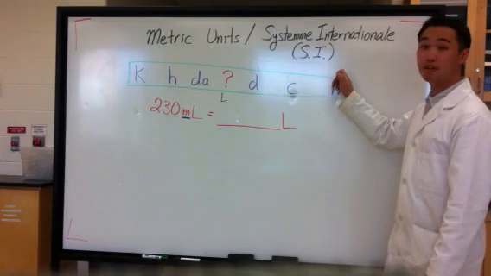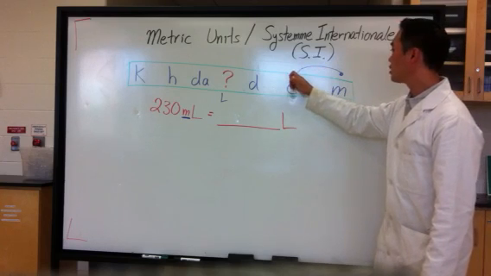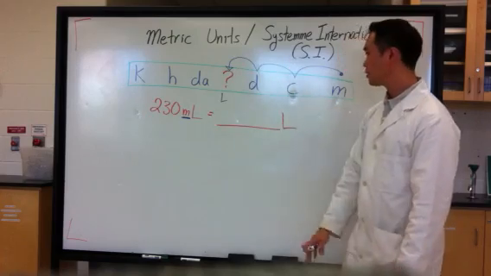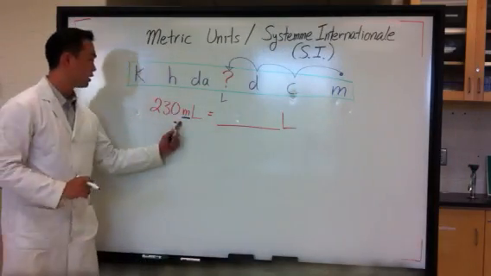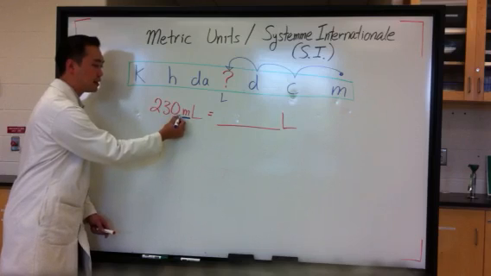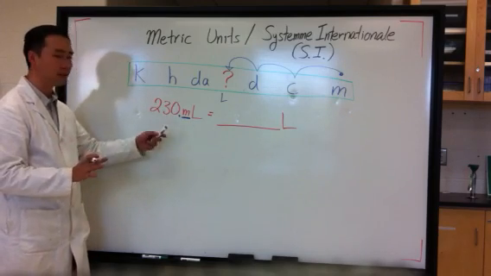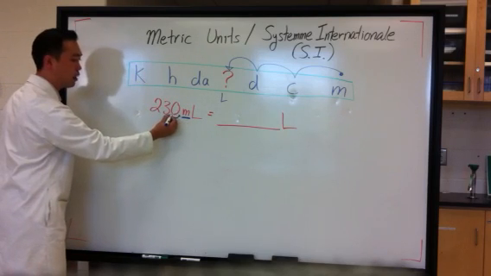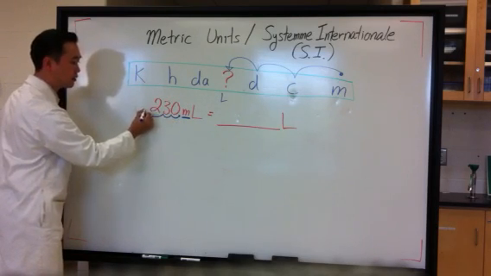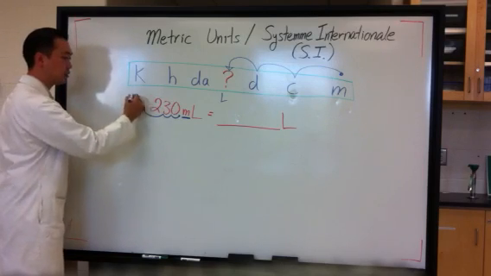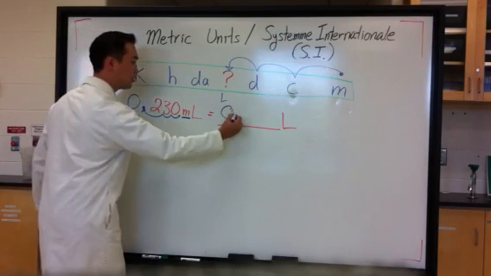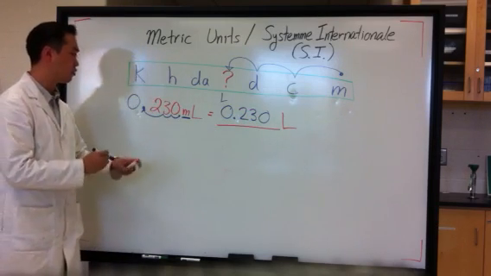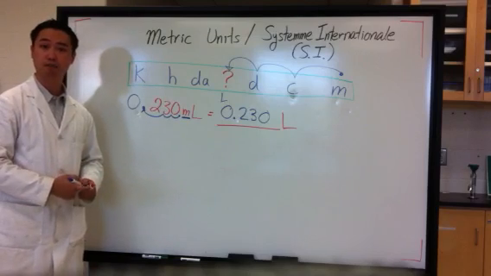So next step, how many jumps does it take? So I'm jumping once, jumping twice, jumping 3 times. And I'm jumping 3 times to the left. So let's start over here. 230. Where's the decimal point? At the end. It's usually assumed. If it's not written in, then we usually assume it's at the end. So how many jumps? 3 jumps to the left. 1, 2, 3. This is where my decimal place is going to be. Put a 0 in the front. There's my answer. 0.230 liters is equal to 230 milliliters. Not too shabby. Pretty easy to do.